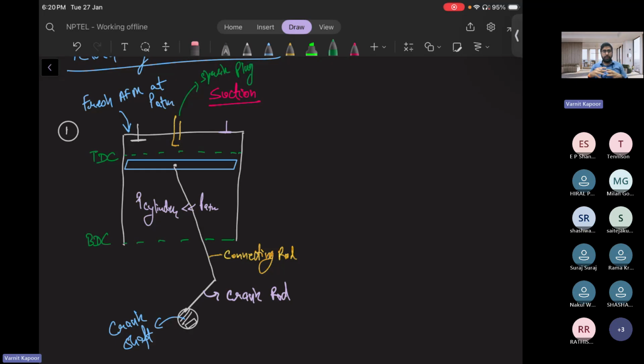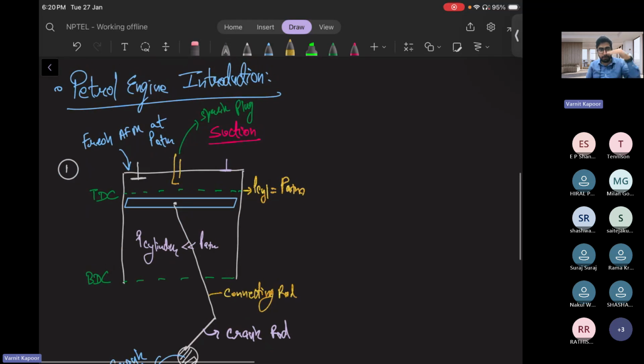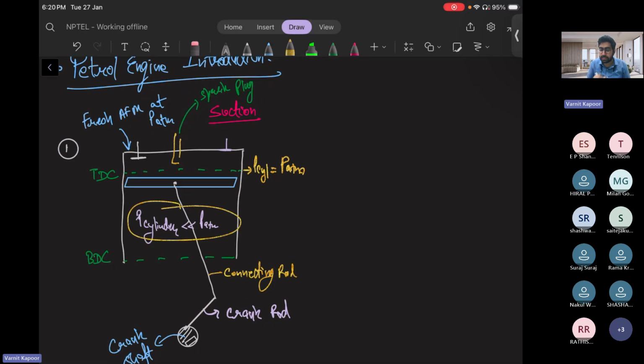Okay. So these are your devices in a piston cylinder arrangement. This is your suction stroke. The pressure in the cylinder at this position is equal to P atmosphere above the piston head, whereas below the piston head, the pressure inside the cylinder is much less than P atmosphere. Okay, you are creating a suction inside it.